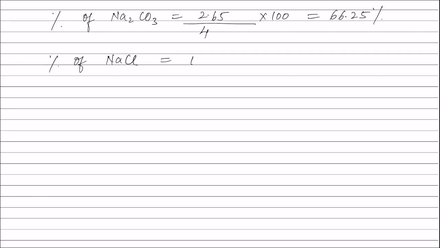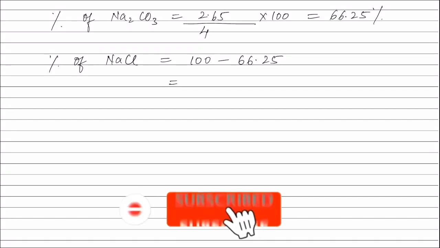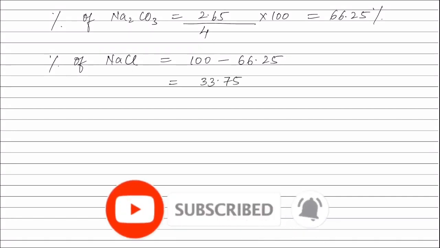Therefore, percentage of sodium carbonate is equal to weight of sodium carbonate, that is 2.65 gram, divided by total weight of the mixture of sodium chloride and sodium carbonate, that is 4 gram, into 100, and this is equal to 66.25%. Therefore, percentage of sodium chloride in the mixture is equal to 100 minus 66.25, and this is equal to 33.75%.